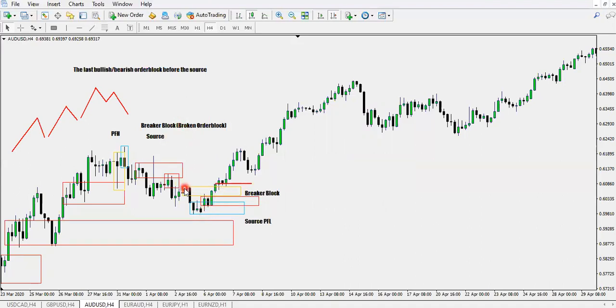So once our breaker block was created, we still had this bullish order block, and that is another good confirmation that we can take a trade, knowing that we have followed the institutional bullish order flow. So we can then continue with our markup and say that this was our first bullish order block. Price then broke and created our breaker block over here.